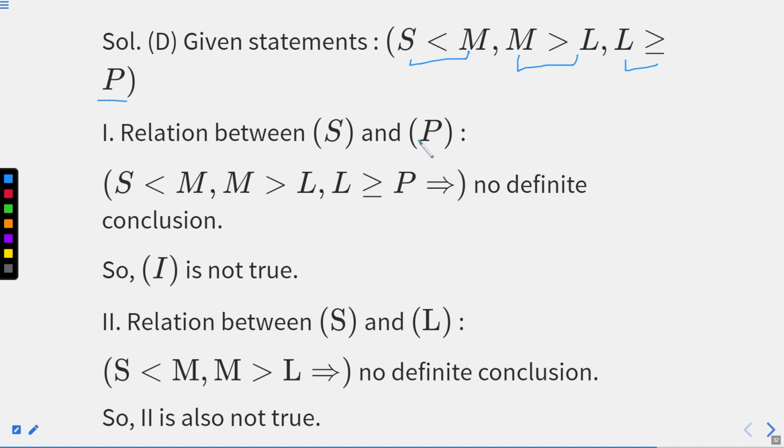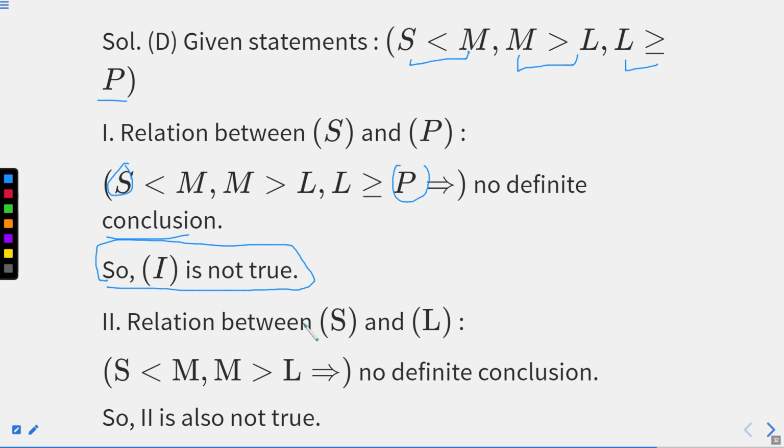The relation between S and P can be defined as S less than M, M greater than L, L greater than or equal to P. No defined conclusion. We are not finding any good relation between S and P. Hence, statement 1 is not true. You are supposed to find the relation between S and P, but from the statement given above, you are not getting any significant relation between S and P. This implies that this particular conclusion is wrong or not true, because we are not getting our answer here.